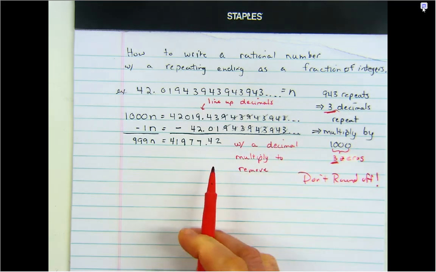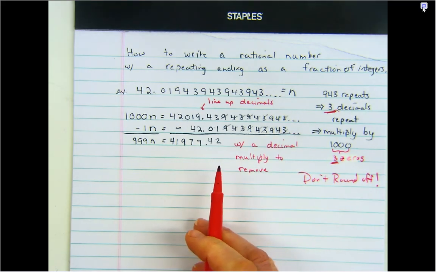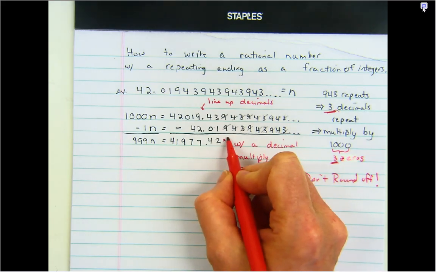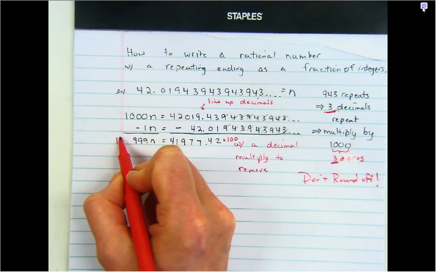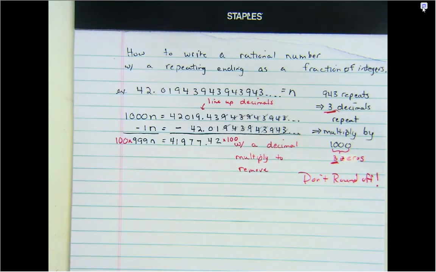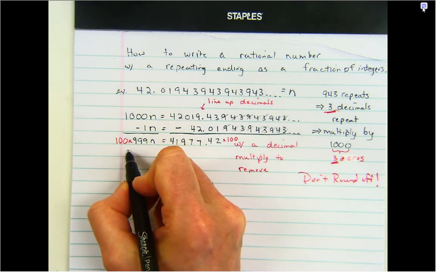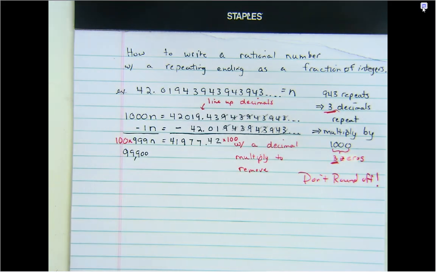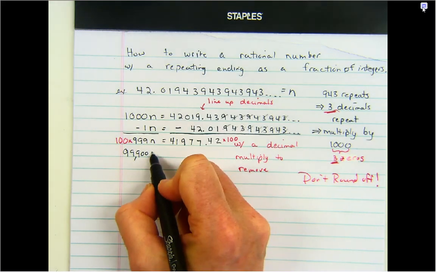So there's 2 decimal places, so I'm going to multiply both sides by 100. Remember, whatever you do to one side of an equation, do to the other. So we're doing the same thing to both sides of an equation. We're multiplying by 100. So 100 times 999. Move your decimal place 2 to the right. You get 99,900 times n.